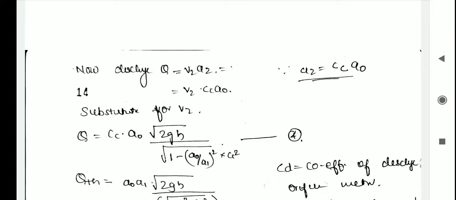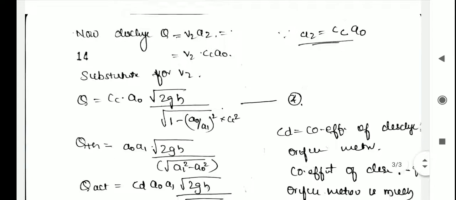Now discharge Q is equal to A2 into V2. Here A2 is Cc into A0, so Q is equal to V2 into Cc into A0. Substituting for V2, Q is equal to Cc into A0 into the square root of 2gH divided by the square root of 1 minus (A0 divided by A1) whole squared into Cc square. Put it as equation 4.